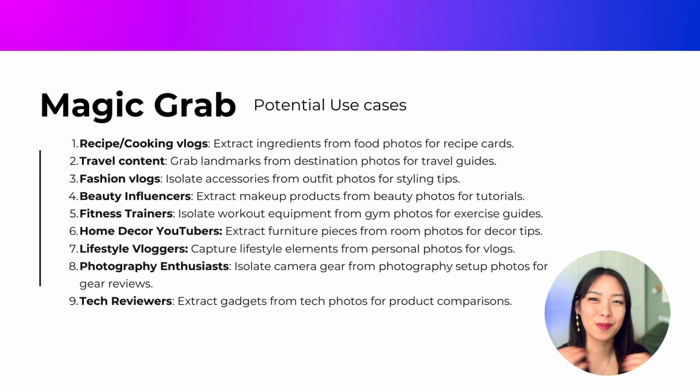And if you're someone like me, sometimes I just look at these YouTube videos and I have no idea how I can use the Magic Grab. Here I listed some potential use cases, and I'm not going to go through them one by one, but you can pause this video and then just read these ideas. Hopefully it can be useful to you, whether you're creating cooking content or travel, fashion, beauty, or you're a fitness influencer, even maybe you create home decor or lifestyle content, we have something for you. So you can really brainstorm and think about how this Magic Grab or any other Magic Studio AI tools can be used to create your content.